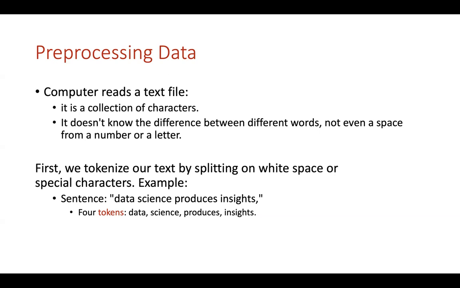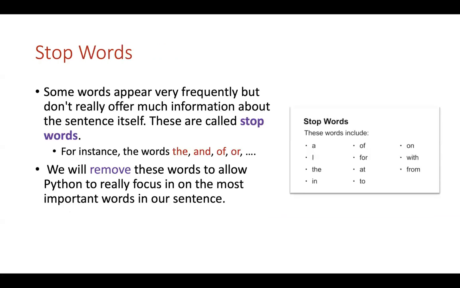But some of the words might be a little bit more important than other words. For instance, the words the, and, of, or appear very frequently, but don't really offer much information about the sentence itself. These are called stop words. We will remove these words to allow Python to really focus on the most important words in our sentence.